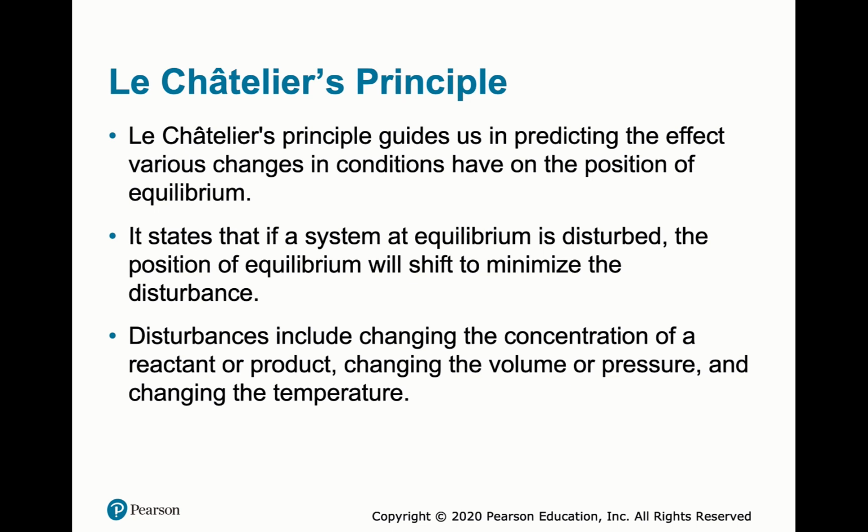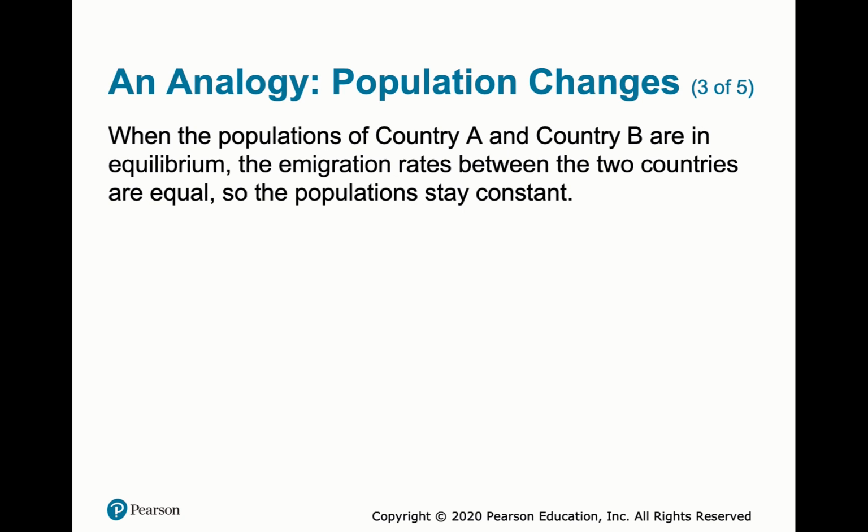It says if a system at equilibrium is disturbed, there will be a shift to minimize the disturbance and go back to equilibrium. The disturbances include changing the concentration of a reactant or product, changing the volume or pressure, or changing the temperature. So these are the types of things. And changing the concentration of a reactant or product means you can add it or remove it. So that's an example of that.